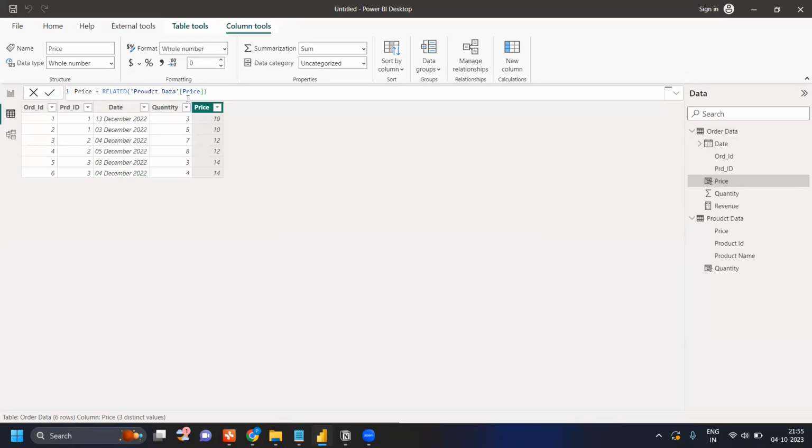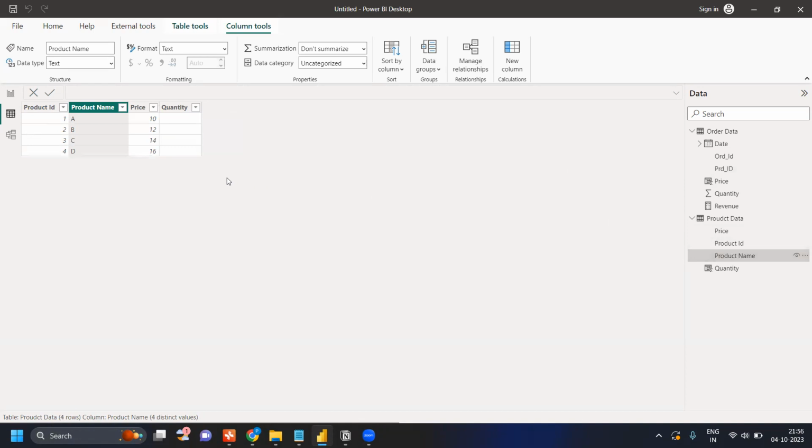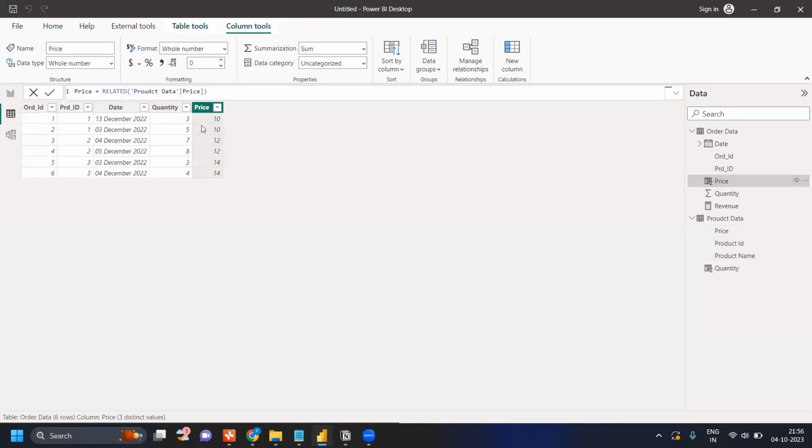We need to cross check whether we are getting the right number or not. Here product ID 1 has a price of 10 rupees. So we need to find the price of the product ID. Product ID 1 is 10 rupees, right? Whatever we are extracting, the price is the correct one.